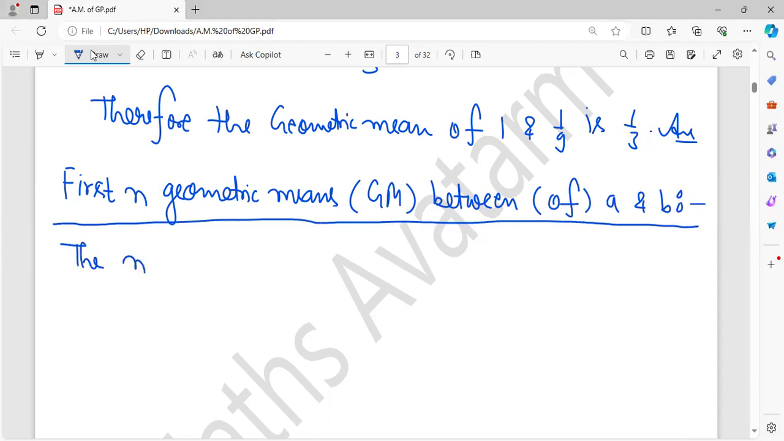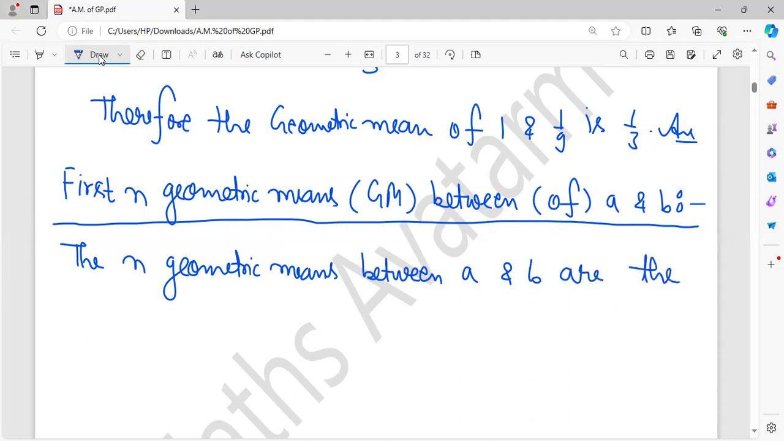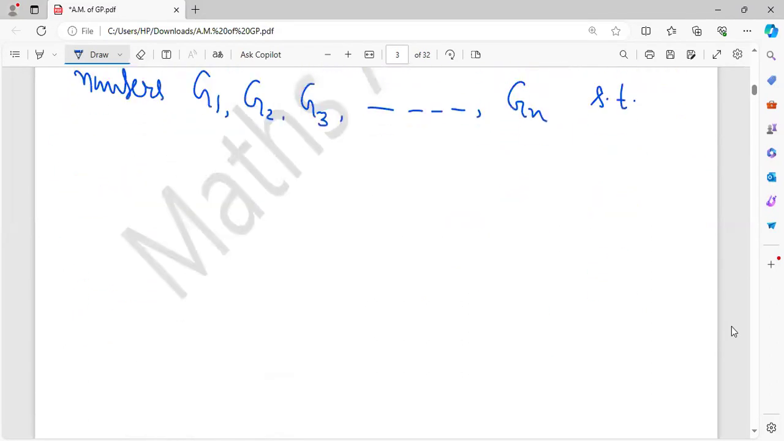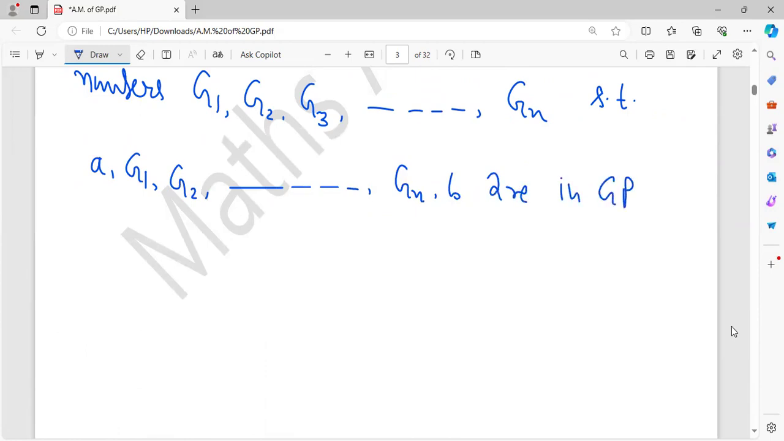The n geometric means between A and B are the numbers G1, G2, G3 up to Gn such that A, G1, G2, up to Gn and B are in GP. Okay, so this is GP.